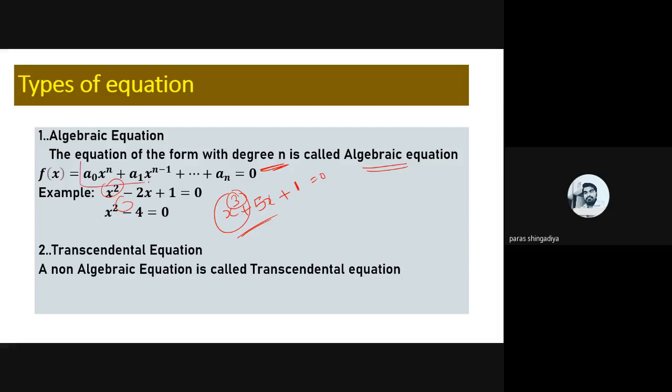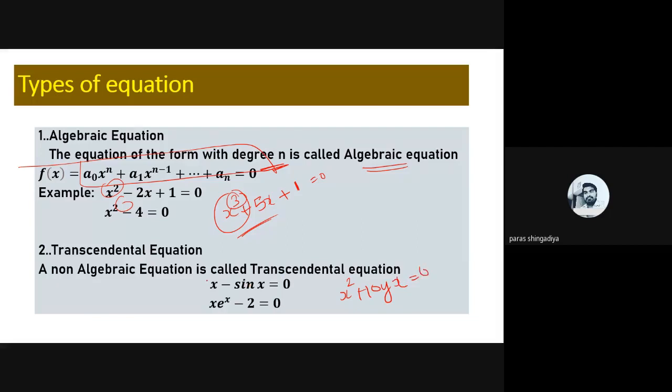So equations of this form are called algebraic equations, and the non-algebraic equations we will call transcendental equations, which involve a trigonometric term, an exponential term, or a logarithmic term. We can also consider an equation such as a x square plus log x. That is also a transcendental equation.